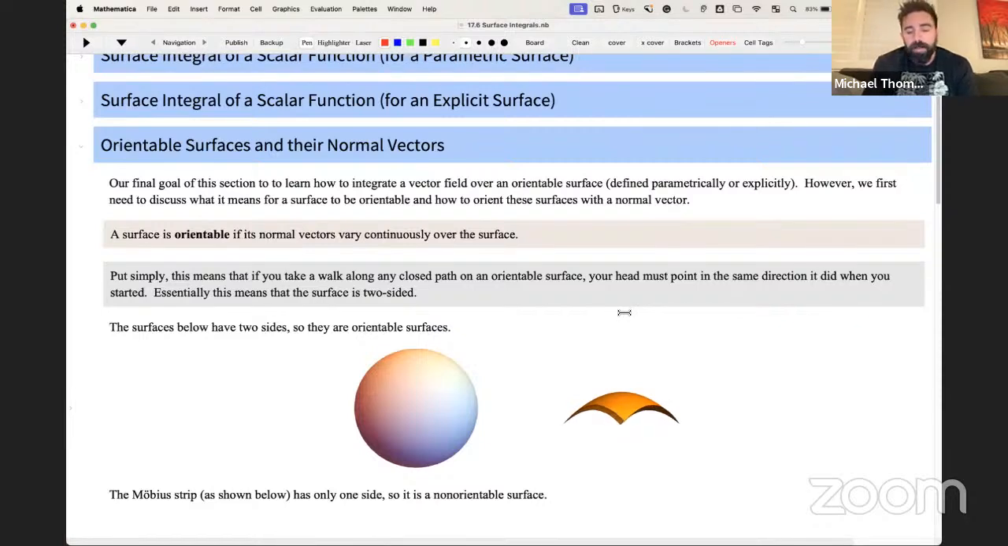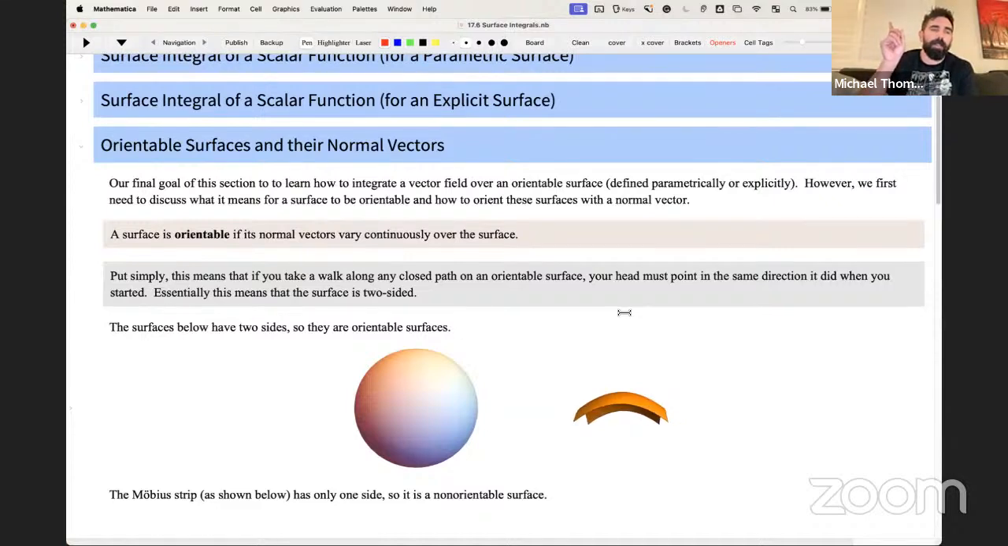So our final task in this section: we've learned how to integrate a scalar function over a surface. We did that above, but we haven't talked about how to integrate a vector field over a surface. It turns out that we have to be a little bit careful with the types of surfaces that we integrate over. They have to be orientable surfaces. Basically, what this means is that they have two sides. It means that the normal vector varies continuously over the whole surface.